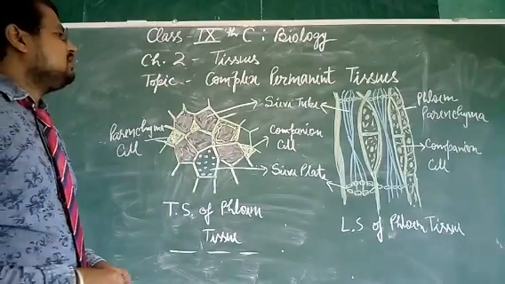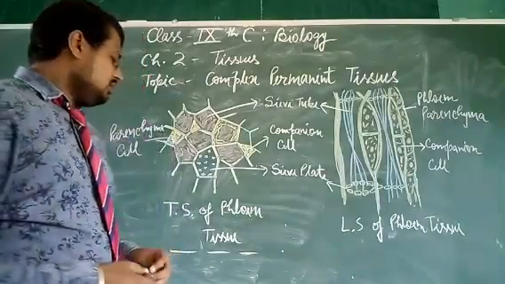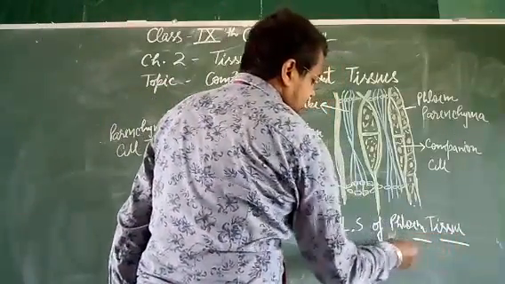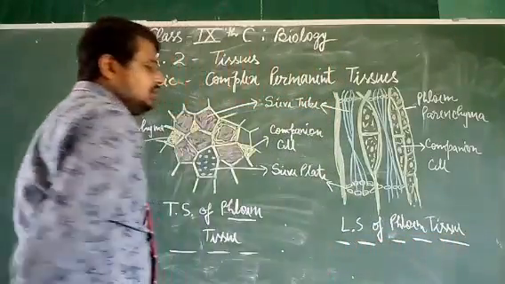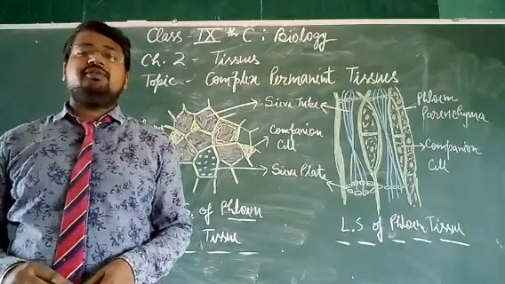Students, we were discussing the complex permanent tissues and today we will discuss phloem. This is a very important conduction tissue. It helps in transport of synthesized food.